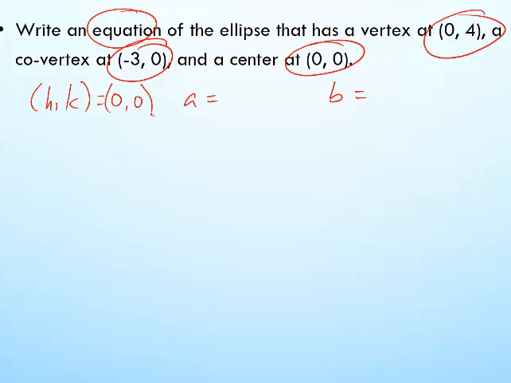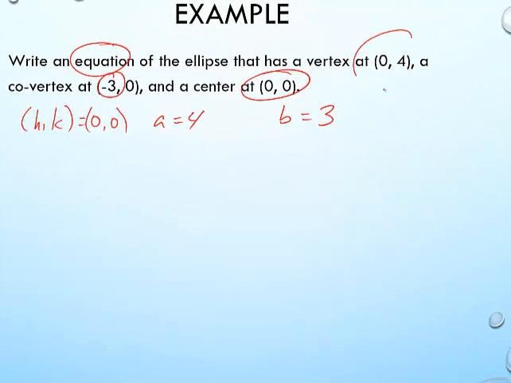A is going to be a longer length. We're given a length of 4 and a length of negative 3. But since a length is always going to be positive, instead of saying negative 3, let's just say positive 3. So out of those two, 4 is larger. So that means a will equal 4. b will equal 3. So the last step we need to know is whether or not a is under our x or a is under our y. So if we look at where a is, 4 is in this coordinate pair, and this coordinate right there is the y coordinate. So that means a is going to be under our y in our equation.